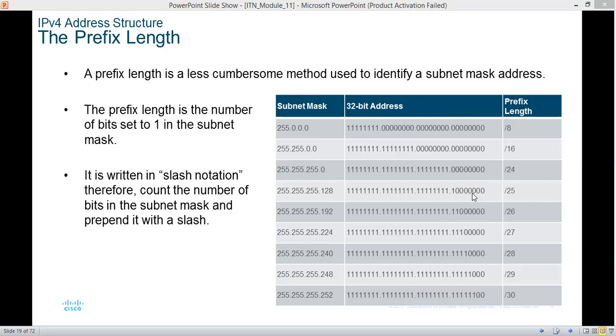Are we together? Are we following? Yes. Okay, fine. So then if you look at the second one, it is 1, 1, then you have 6 zeros. So you say 2 to the power of 6 minus 2. Then you will now be able to know the number of host devices for a /26.